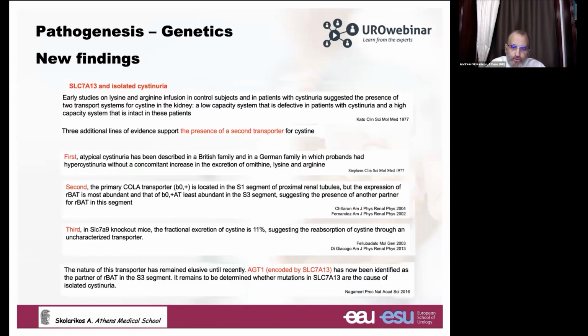Recently, a new transporter, the AGT1, encoded by another gene, SLC7A13, was discovered, but its significance remains to be elucidated.